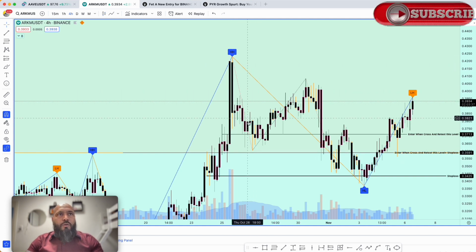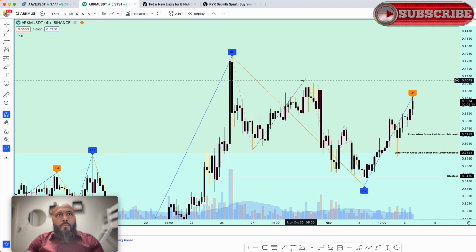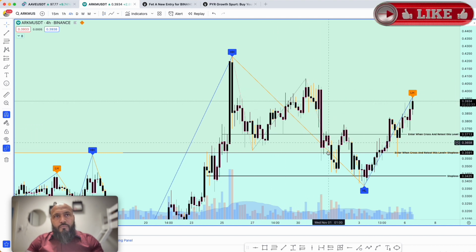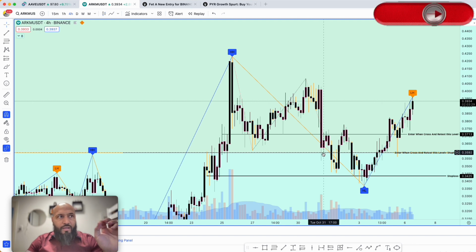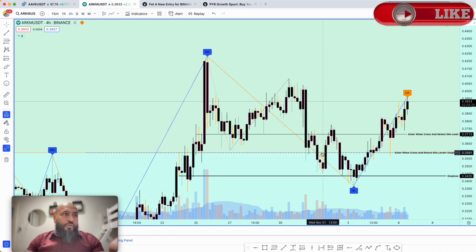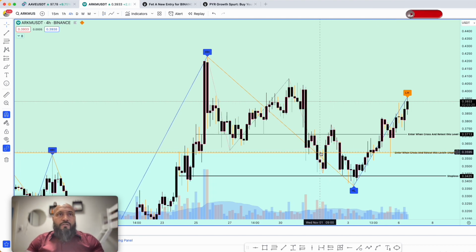The price comes down, then goes up, and then another dump, and the price hit our stop loss, because our stop loss was here. Now the trade is closed. Now what do you have to do? You have to wait again.